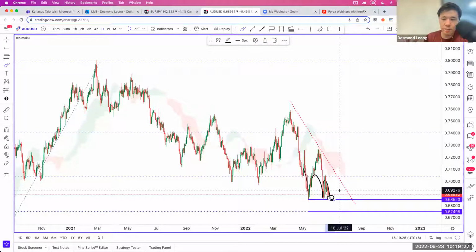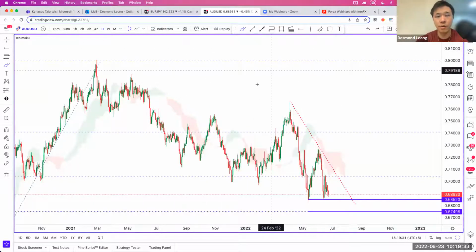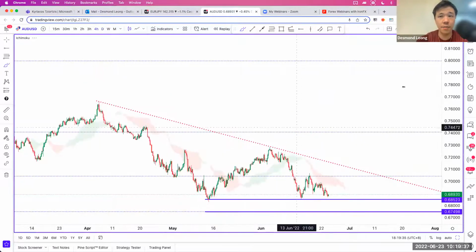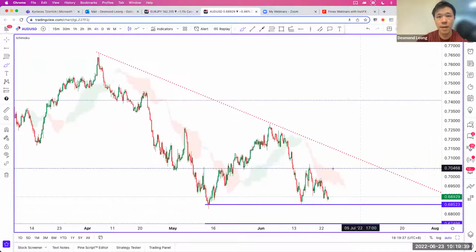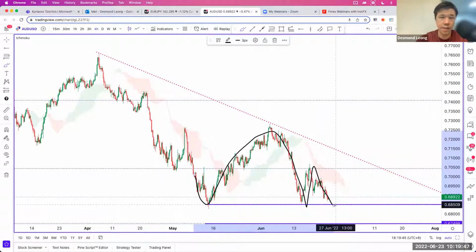So what can we expect from this support level? This is what I call a downside confirmation. Then I'm going to go into the 4-hour charts to zoom in on this technical setup, all right? Now, this is a support level. You can see price touch it once, it bounces up. Touch it twice, it bounces up. It's coming down to here again.